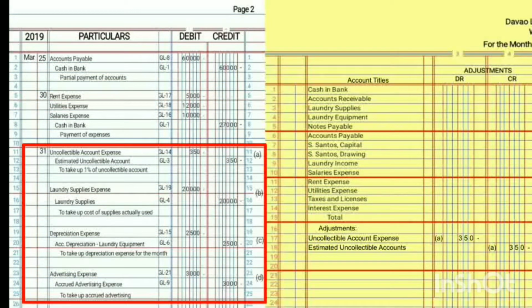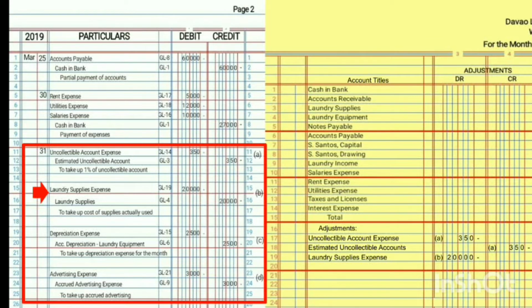Let's now move on to the adjusting entry letter B. So we have a debit entry of laundry supplies expense, 20,000 pesos. So let's check if there is an existing laundry supplies expense in the account titles here in the worksheet. So there is none. So we need to add a new account, and this is the laundry supplies expense. And then the amount of this adjustment is 20,000 pesos debit. And then don't forget to write letter B.